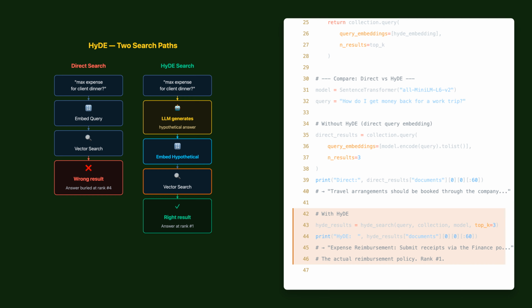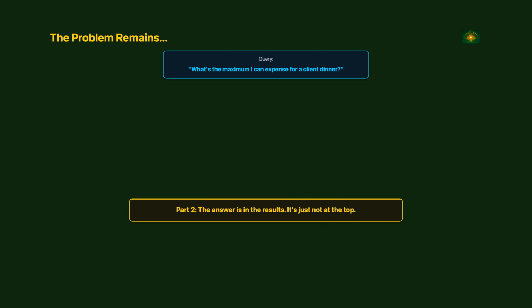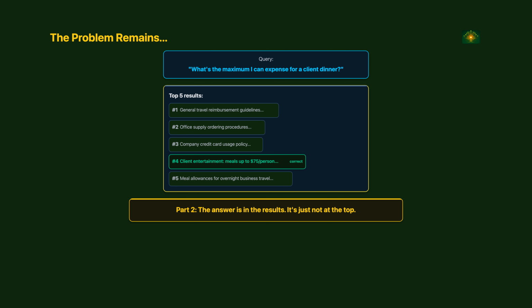And with that, two of the three retrieval failure modes are solved. There's one more, and it's about what happens after the search returns results. Query rewriting and HyDE fix how the query enters the vector space. But look at the original hook again. The answer is rank 4, not because the query was bad, but because embedding similarity and true relevance are two different things. In Part 2, we fix the ranking itself with a cross-encoder re-ranker, the single highest ROI upgrade in this whole series.